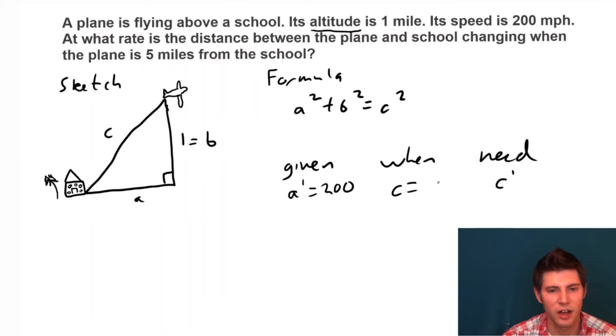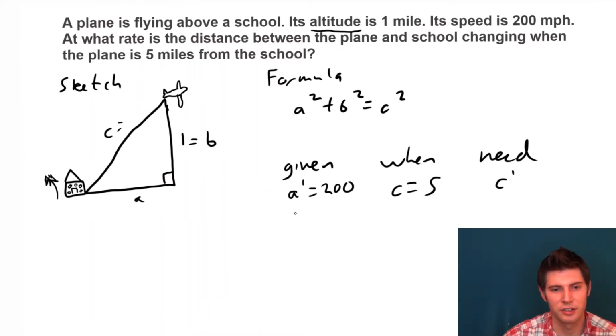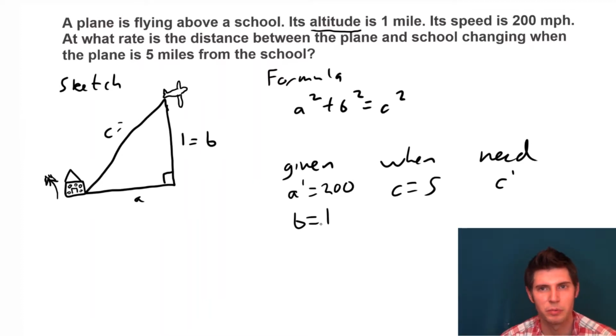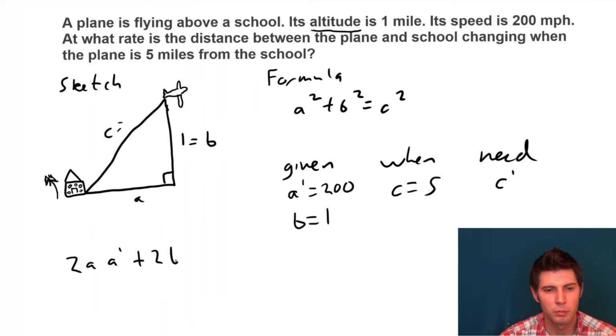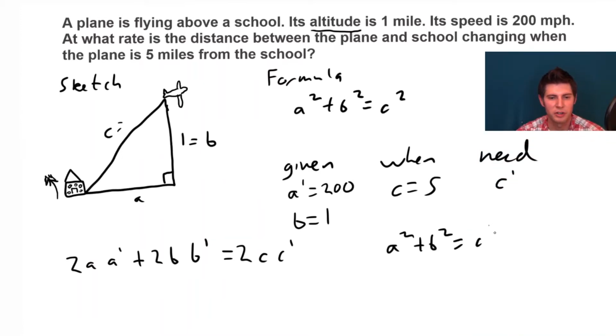And then when it's 5 miles away, so C is 5, but it's not constant. But this 1 for B is a constant. So that's actually another given, B equals 1. Cool, so I see some A prime, some C prime, so we're definitely going to need to differentiate our formula, so we can do that. We have 2A, A prime, plus 2B, B prime, equals 2C, C prime. But we're also going to want to use A squared plus B squared equals C squared. This will help us with the missing variable in a minute.